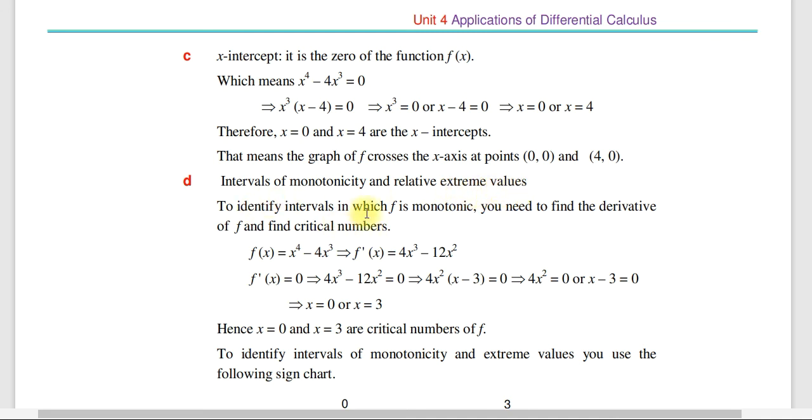To identify the interval in which f is monotonic, you need to find the derivative of f and find the critical numbers. So let's see. f first derivative is 4x cubed minus 12x squared, which we set equal to 0. That is x equal to 0 and x equal to 3. Hence, x equal to 0 and x equal to 3 are critical numbers of f.